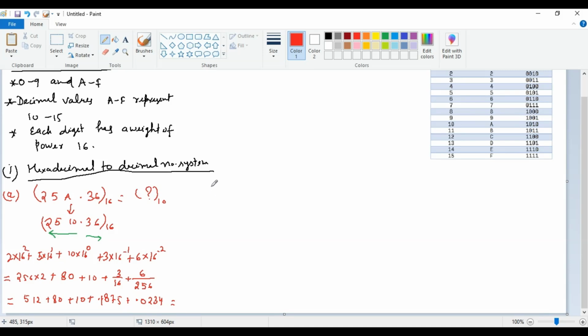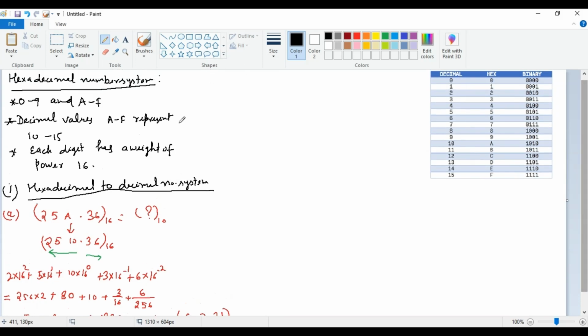So it will be equal to 602.2, okay, 1. So it is the decimal equivalent of this hexadecimal number. Now we will discuss further. Next is hexadecimal to binary. Hexadecimal to binary number system.